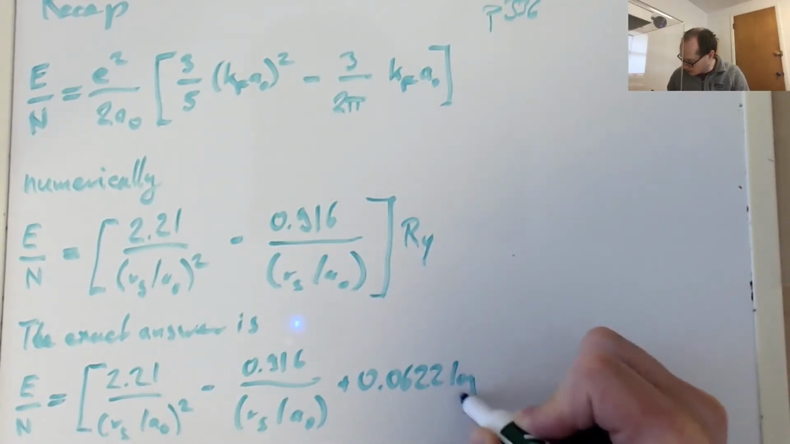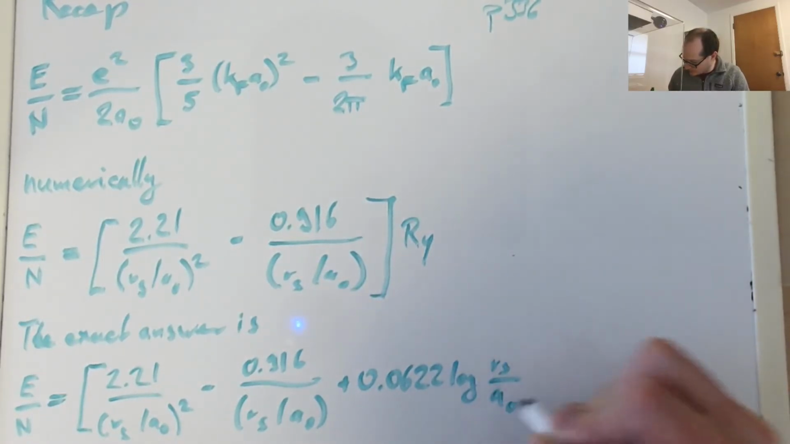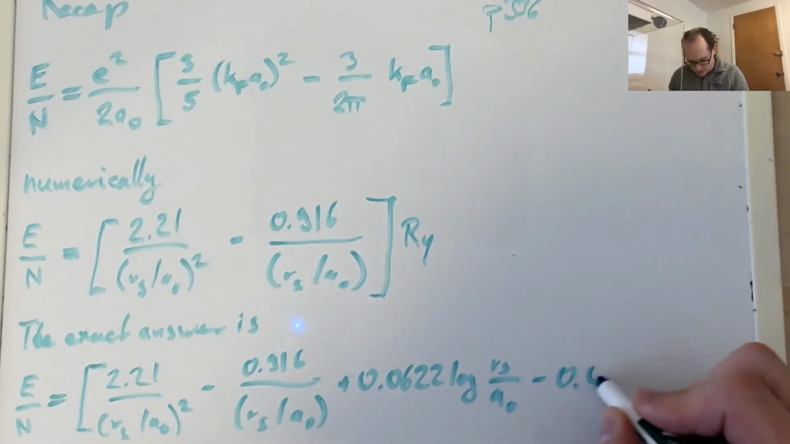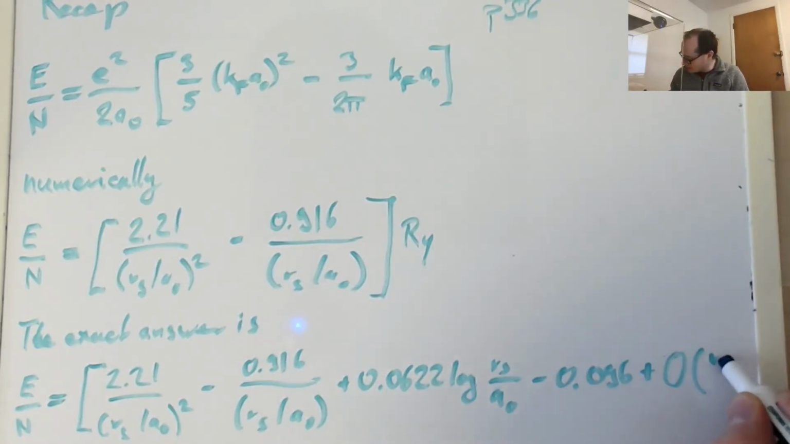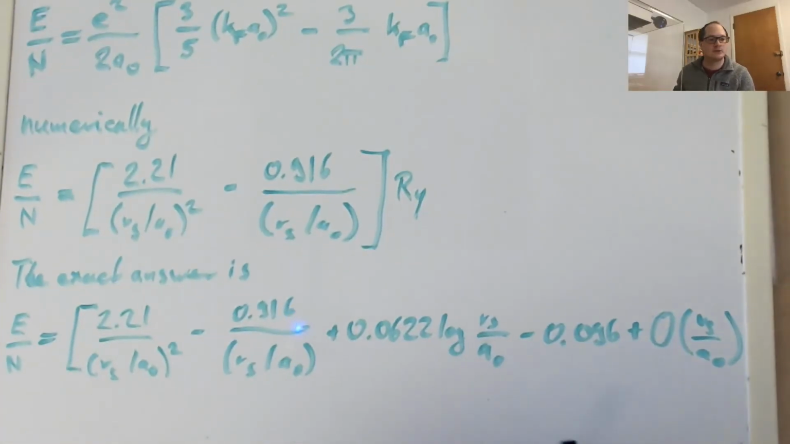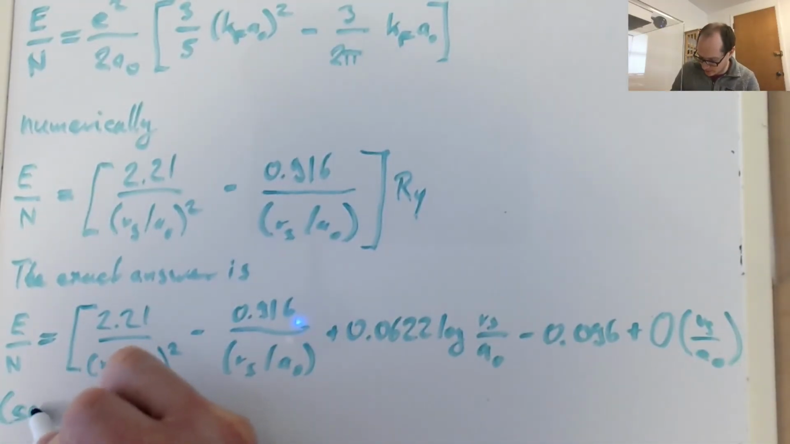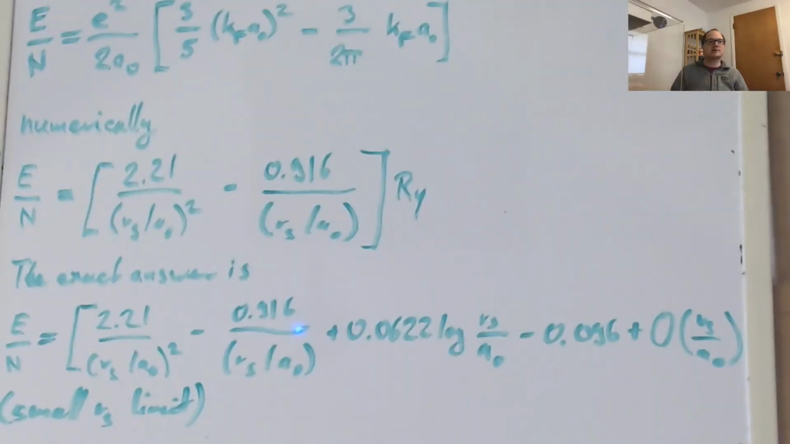0.0622 log Rs over a0 minus 0.096 plus terms which go like Rs over a0. So again, that is something that is valid only in the limit of high electron density, so small Rs. I should probably just write this explicitly. This is the small Rs limit.